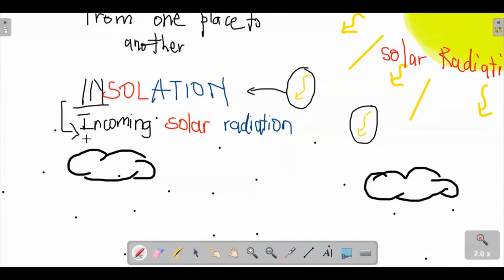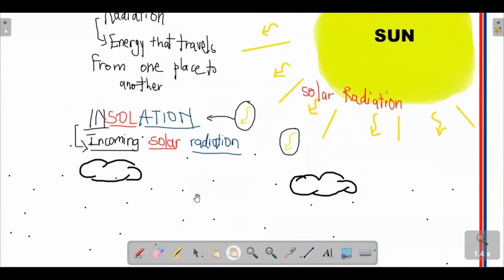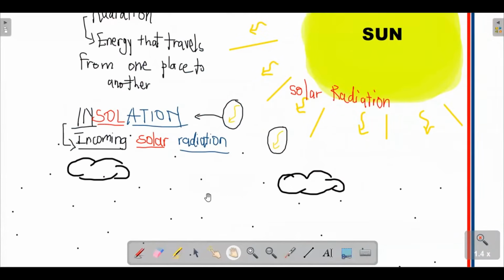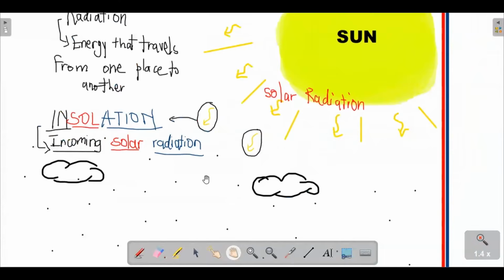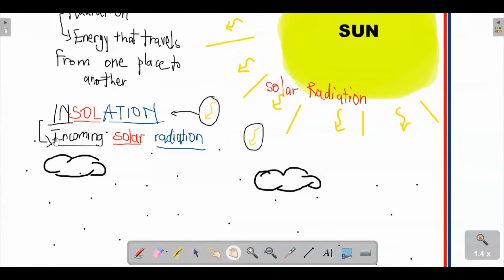In stands for incoming, sol stands for solar, ation stands for radiation. So insolation, incoming solar radiation. Please, we cannot forget that, right? So we're saying that we have this solar radiation that is coming in from the sun, and we say that it is insolation, incoming solar energy.